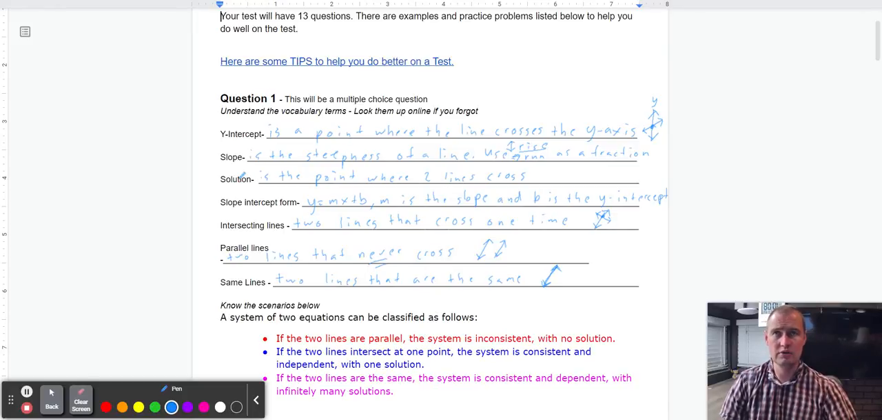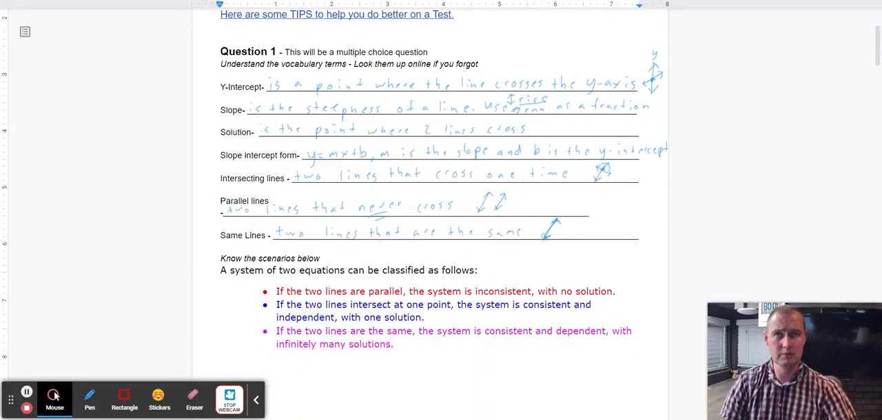All right, so that's going to get you going on the notes for the vocabulary section for question number 1. You just need to be able to identify what each one of these means and choose an option from there. Again, it's multiple choice by checking a box on the test. Now, don't forget, too, the scenarios below.